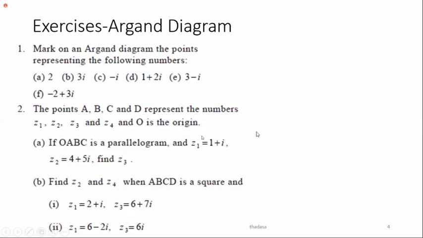Now read the question first. The points A, B, C, D represent complex numbers Z1, Z2, Z3 and Z4. O is the origin. A, B, C, D are different points. The first part: if OABC is a parallelogram, Z1 and Z2 are given. Remember, the theory part and the application are different. You have to analyze the situation and get the answer. The first part A is also not difficult. OABC is a parallelogram, Z1 and Z2 given.